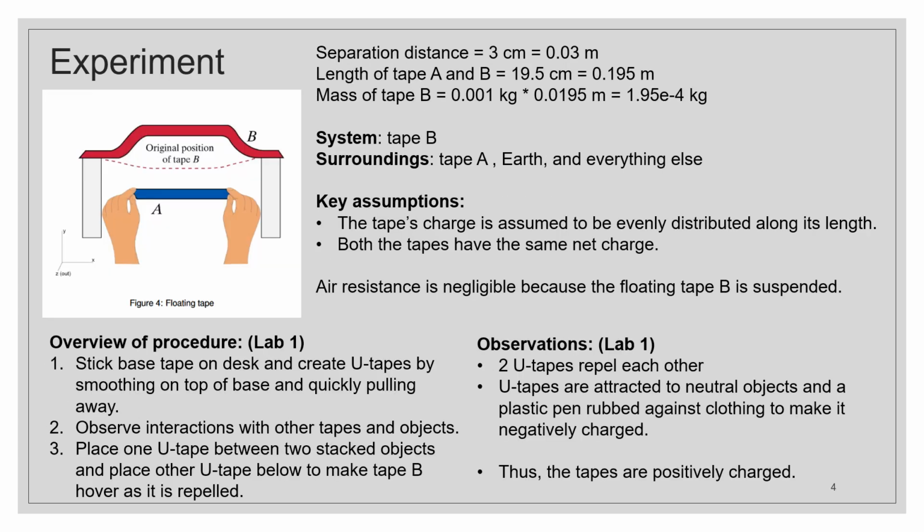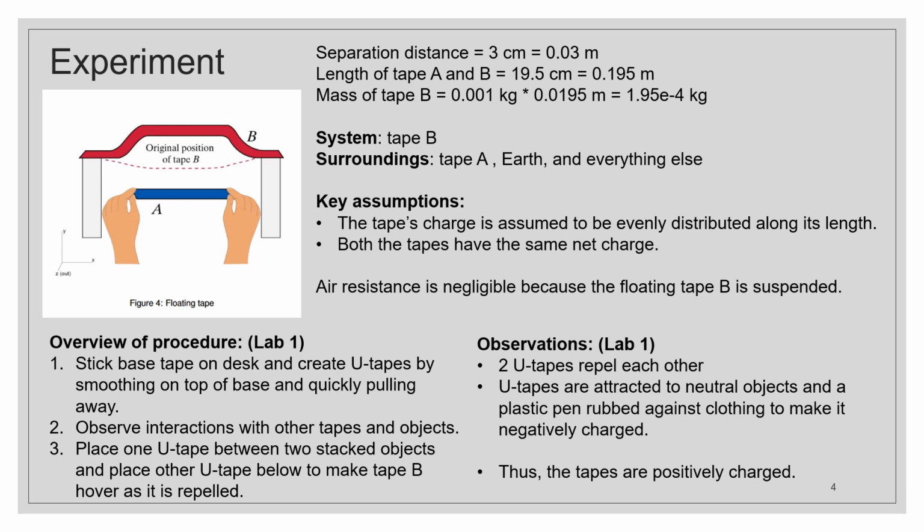The separation distance was 0.03 meters, the length of tape A and B was 0.195 meters, and the mass of tape B was 1.95 times 10 to the negative 4 kilograms. The system is tape B and the surroundings are tape A, the Earth, and everything else.